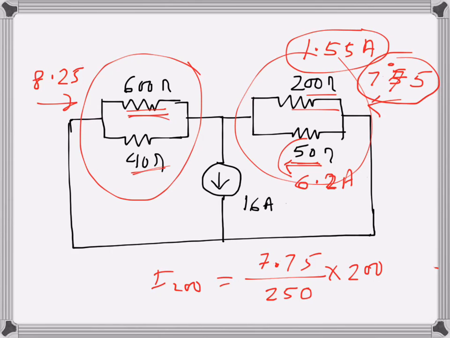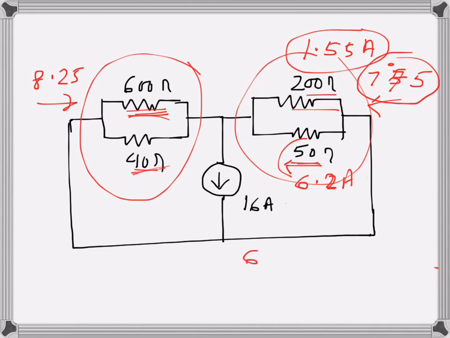Similarly, I need to find the currents through these two resistances, and it is a similar procedure. So I will erase this part. The total current is 8.25 and 600 plus 40 is 640. So if I want to find the current through, let's say, 600 ohms, I will multiply by 40.